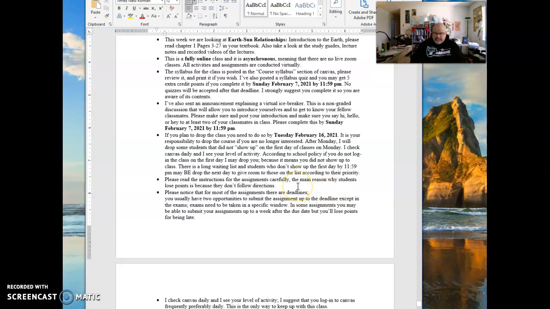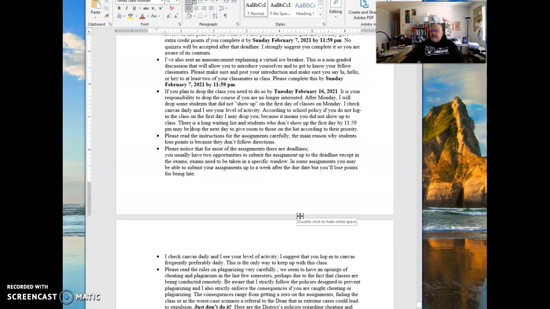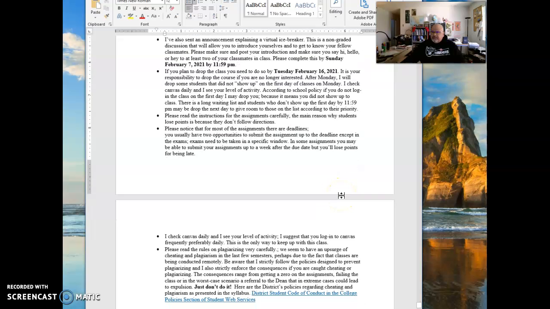Please read the instructions for assignments carefully. The main reason why students lose points is because they don't follow directions. Please notice that for most of the assignments there are deadlines. You usually have 2 opportunities to submit the assignments up to the deadline, except with exams. Exams need to be taken in a specific window. In some assignments, you may be able to submit up to a week after the due date, but you will lose points for being late.